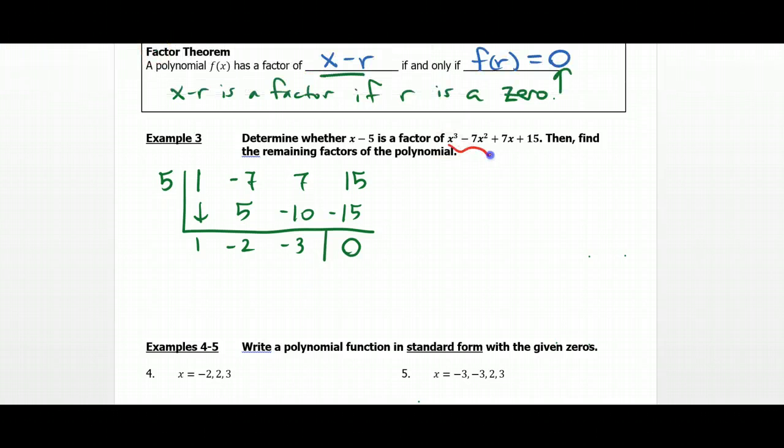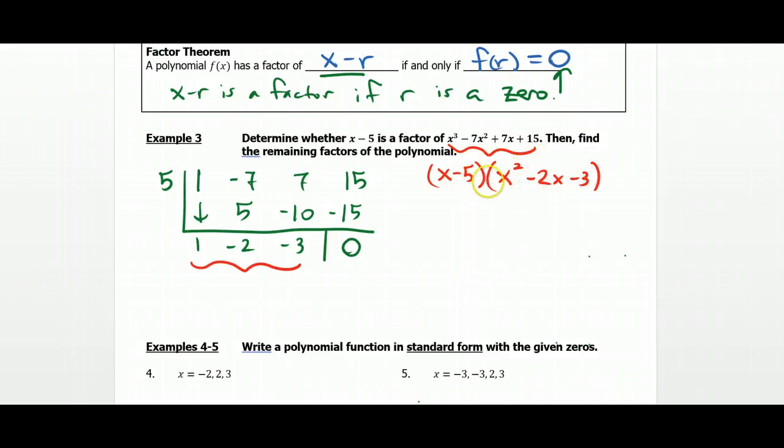Okay, so now I can take this depressed part, so to speak, and I can start factoring this polynomial. I know x minus 5 is a factor, and then my depressed polynomial here is x squared minus 2x minus 3.